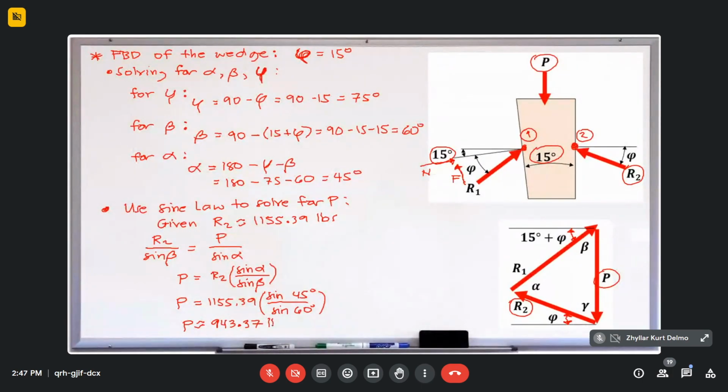943.37 pounds. So mao ni ang required force P so that mo about to move ni siya nga wedge. So para gid mo set in motion ni nga wedge, you have to increase the force, so higher than 943.37. Pero about to move pa lang yun, just to start. So the minimum requirement is 943.37 pounds based sa ato ang calculation.